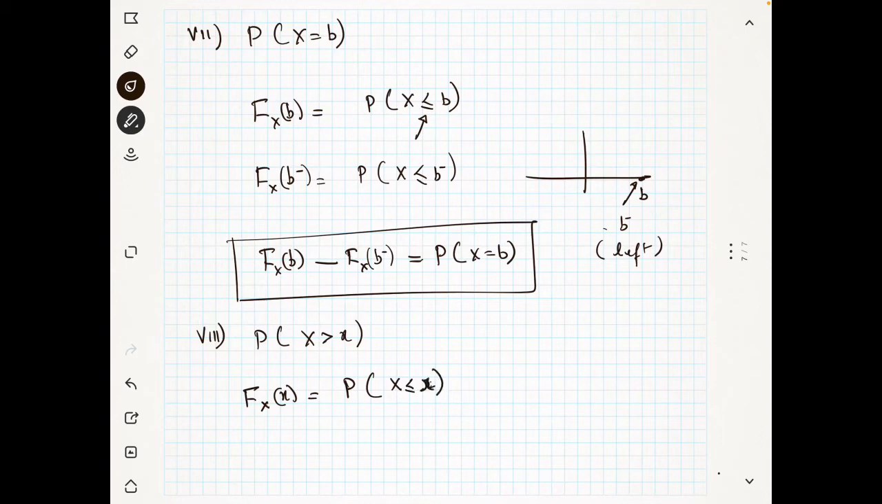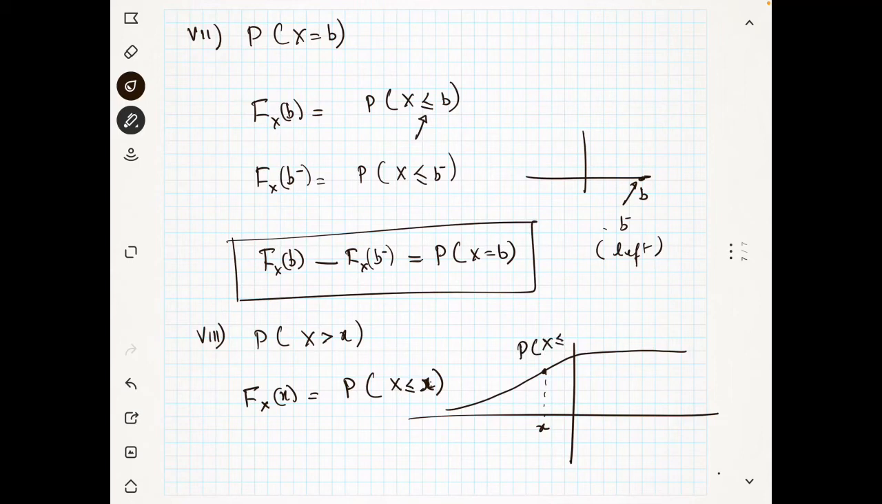So it is nothing but the probability that X less than or equal to x. Now if you take the distribution, it will usually take a form like this. If you take any point x here, then this is nothing but the probability that X less than or equal to x, and this is your distribution function. This is the distribution function for X, F_X(x).